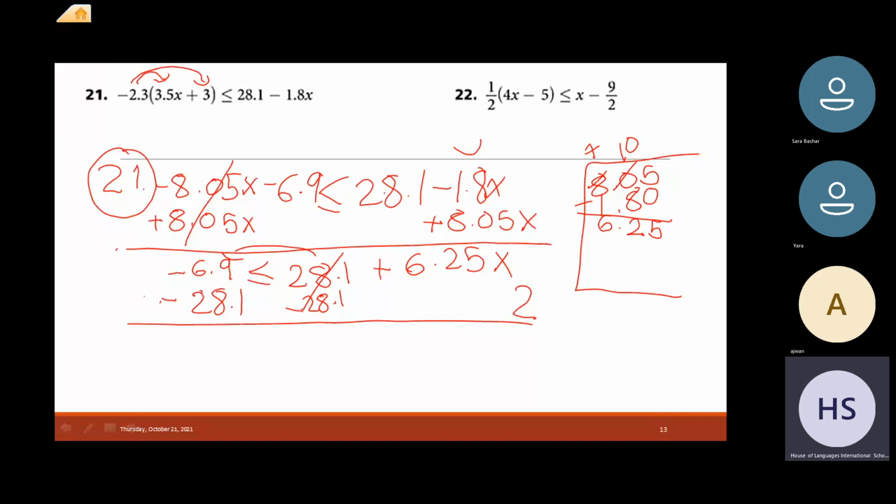Now, negative 6.9 minus 28.1. Now, Nada will show you here how you will add. And since we have same sign, same sign, so what you have to do? Add. Yalla, just a minute.